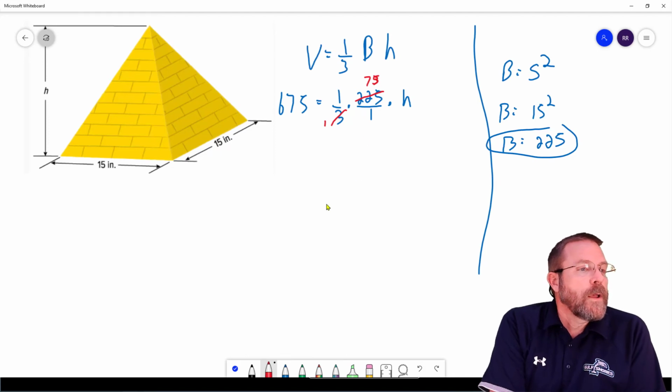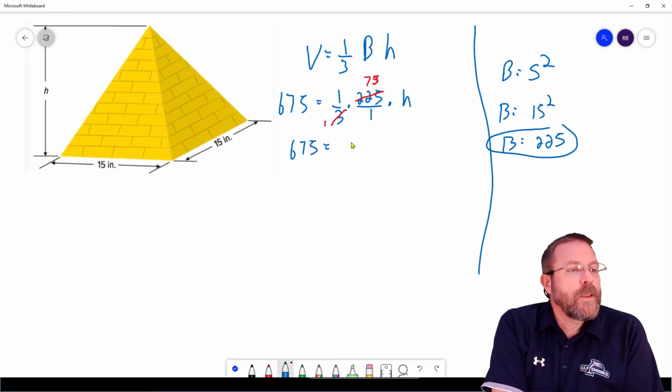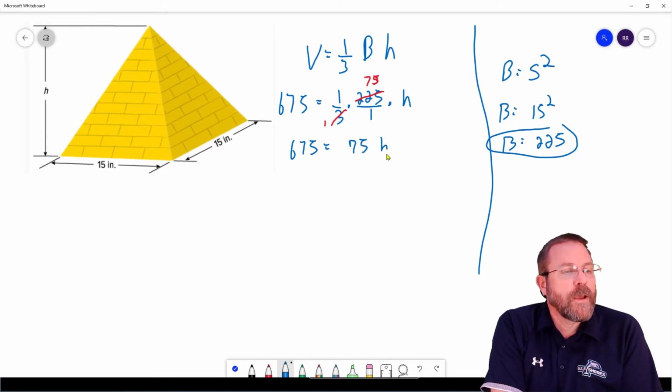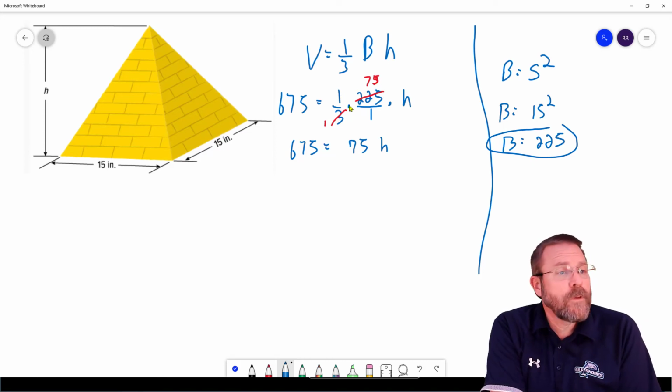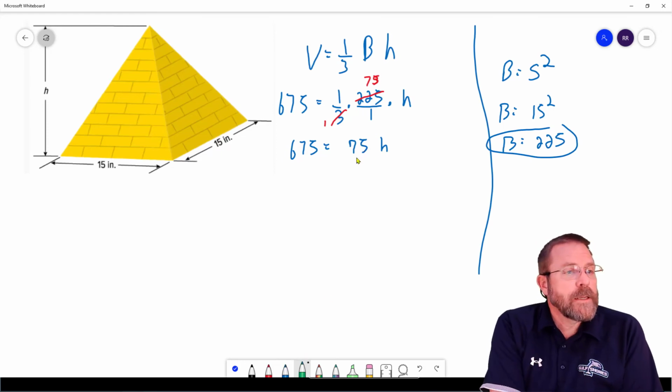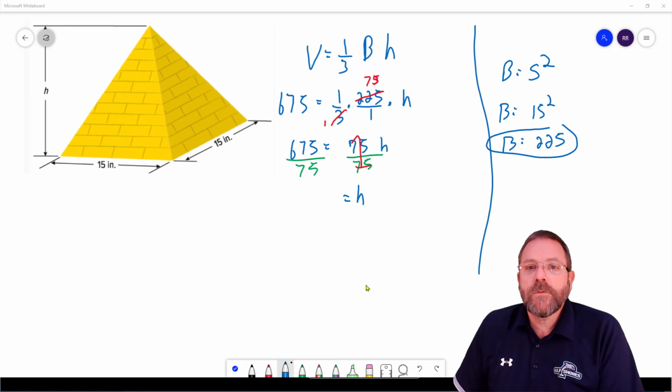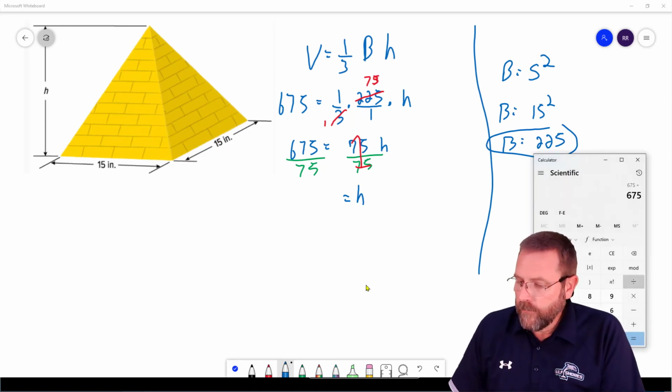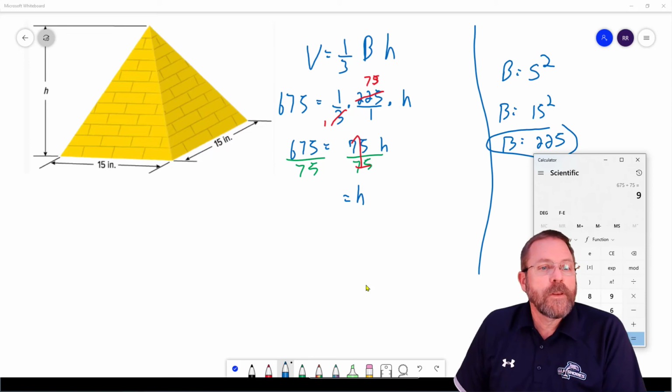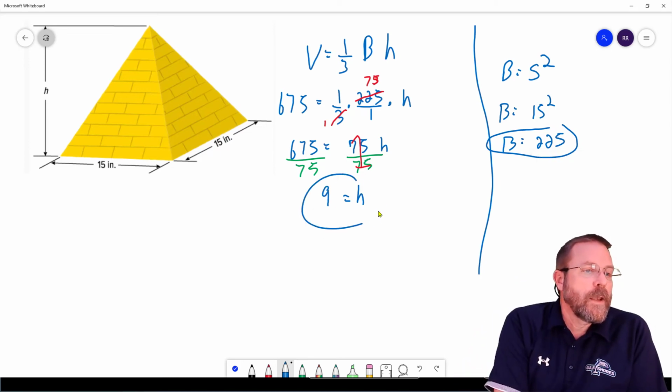And then from there, I can rewrite that just to make it look cleaner. 675 is equal to, now I have 75 times the height. Because 1 times 75 is 75, 1 times 1 is 1, and 75 over 1 is 75. Last thing I have to do is divide 75 on both sides, and this is going to get us our height. 75 divided by 75 is 1. 1 times the height is the height, and then we have 675 divided by 75, and that's going to give us the height is going to end up equaling 9.